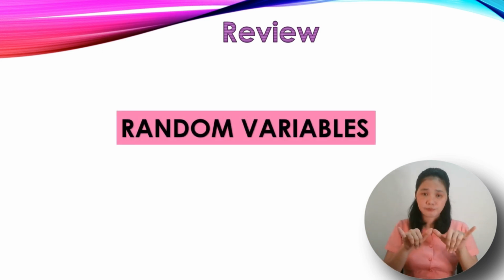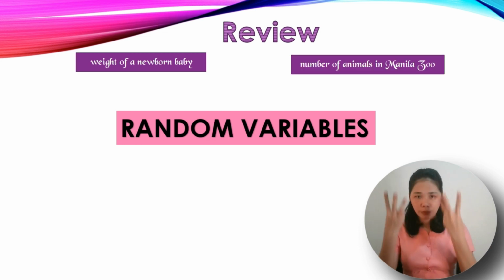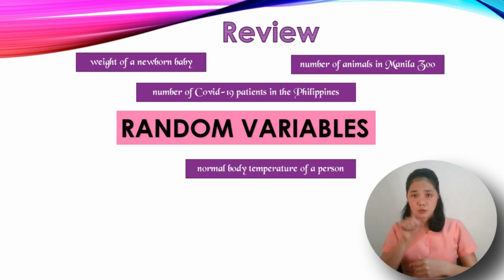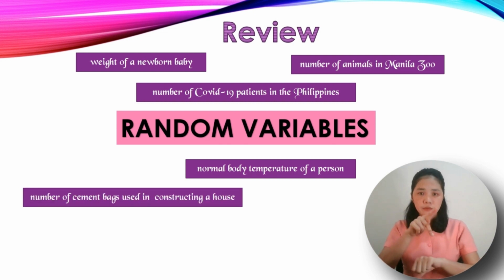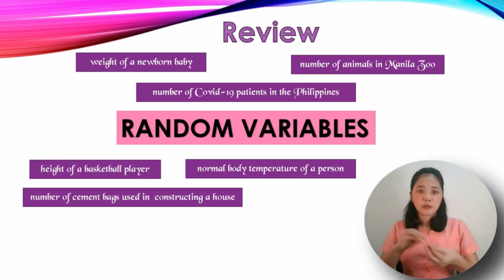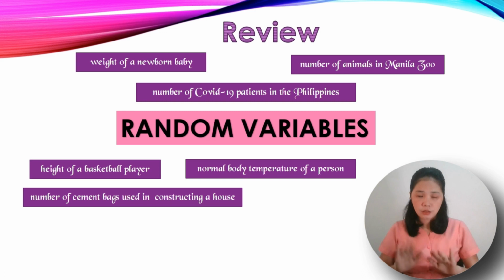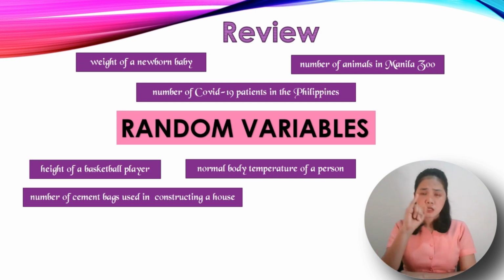Okay, so we have here random variables. They are weight of a newborn baby, number of animals in Manila Zoo, number of COVID-19 patients in the Philippines, normal body temperature of a person, number of cement bags used in constructing a house, and height of a basketball player. Now, I want you to classify these random variables whether they belong to a continuous random variable or a discrete random variable. I'm going to give you a minute to do it.